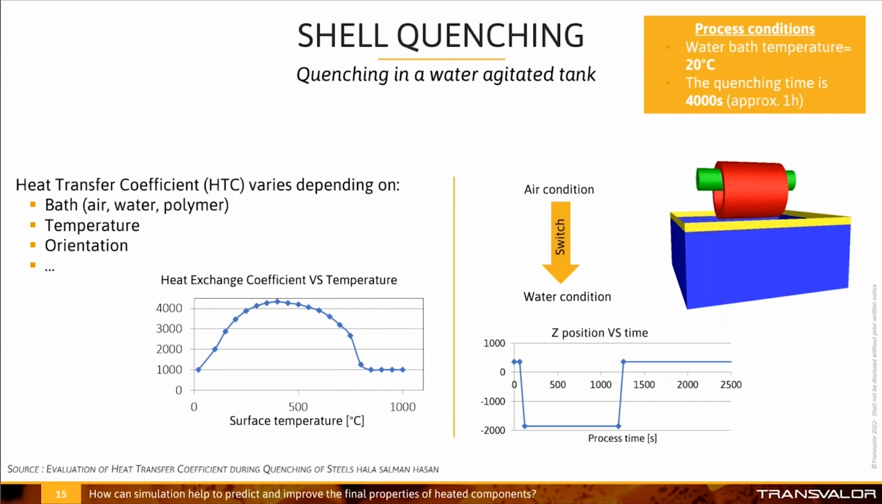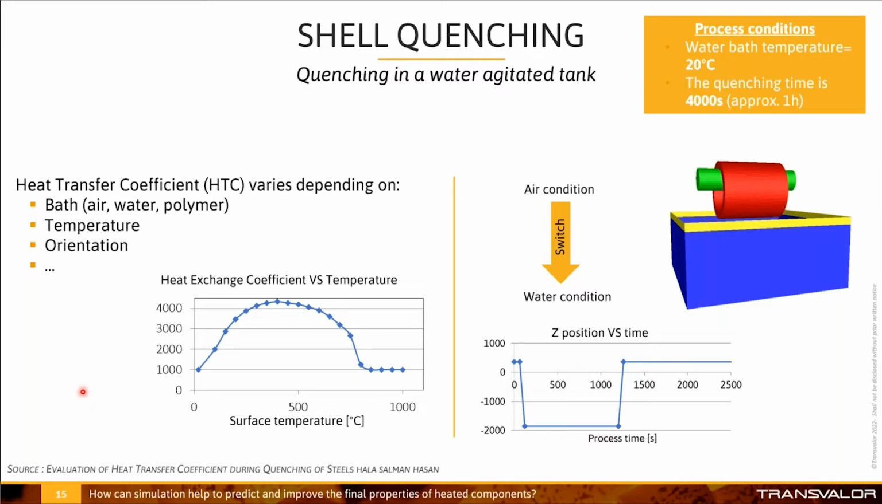After modeling the heating operation, now we will focus on the quenching operation. The shell is quenched in a water bath at 20 degrees Celsius. It will be quenched for approximately 1 hour. As you know, the heat transfer coefficient depends on several parameters: for example, the bath agitation, the bath kind, whether it is water or oil, the temperature, and the orientation of the part, whether it is vertical or horizontal.